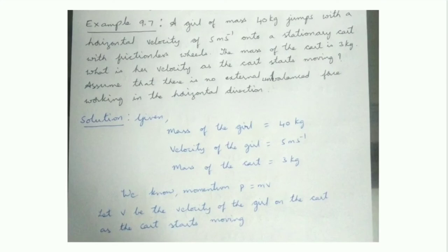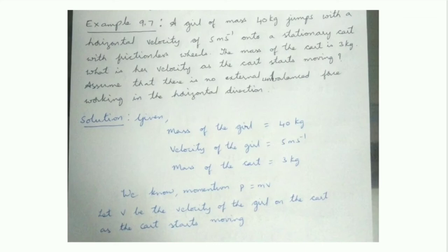Example 9.7. A girl of mass 40 kg jumps with a horizontal velocity of 5 meters per second onto a stationary cart with frictionless wheels. The mass of the cart is 3 kg. What is her velocity as the cart starts moving? Assume that there is no external unbalanced force working in the horizontal direction.